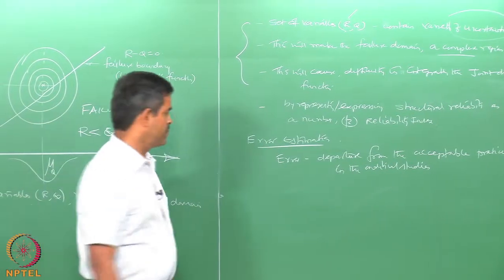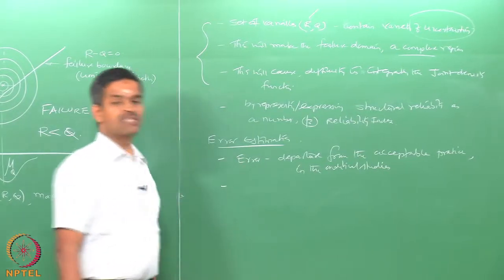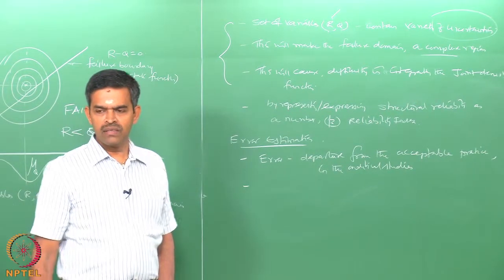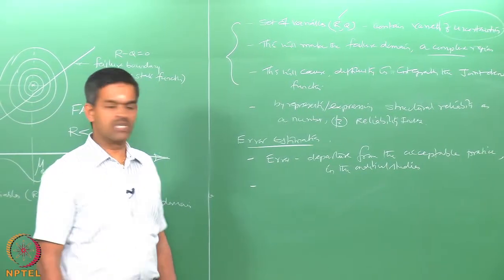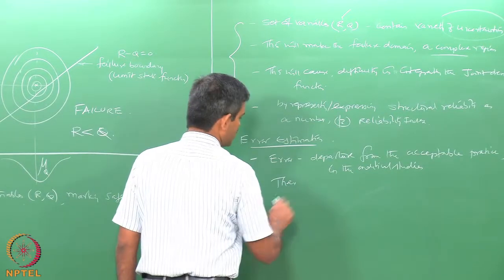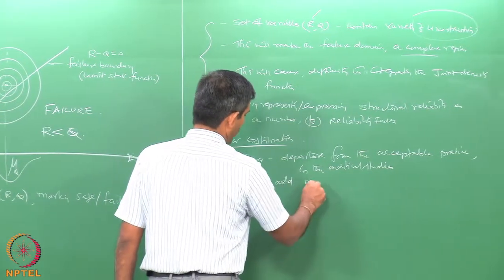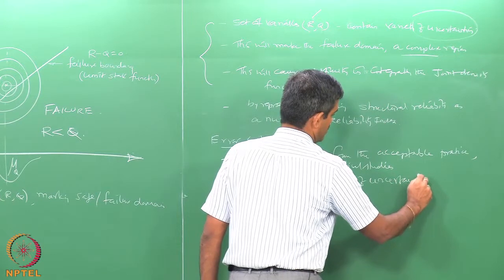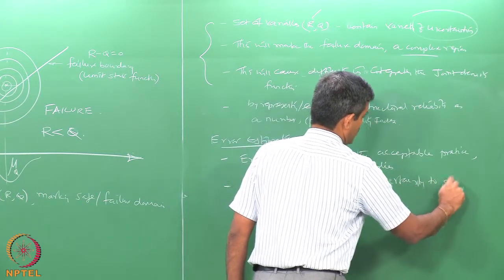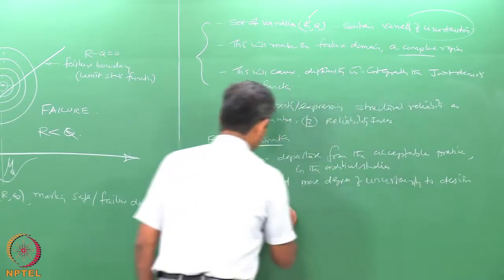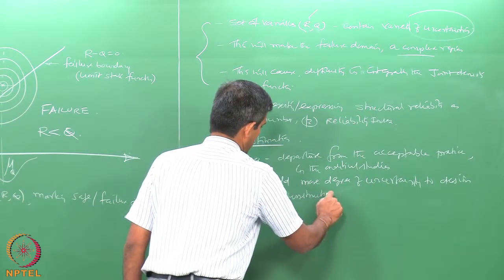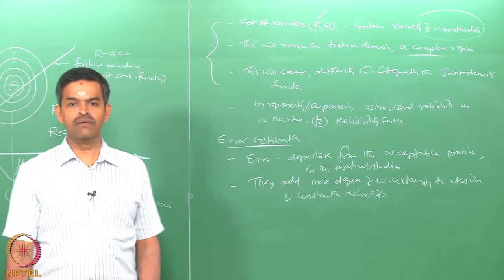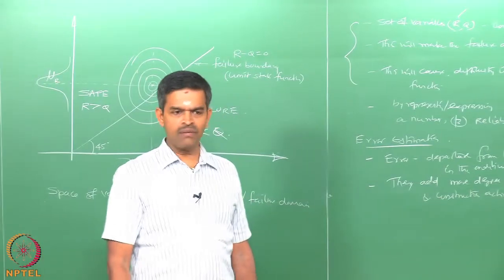What do they do actually? I mean, what would be the consequence, the difficulty, because of the presence of error? They add more degree of uncertainty to the design and construction. Presence of error adds more degree of uncertainty to design and construction activities. So, it is good that we must minimize this error. Now, let us see, can it be mathematically minimized then.